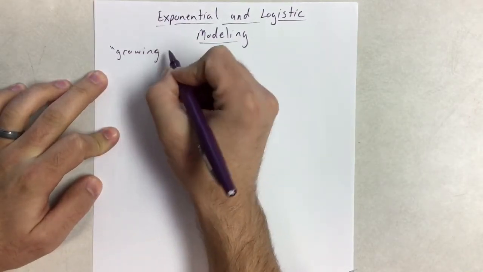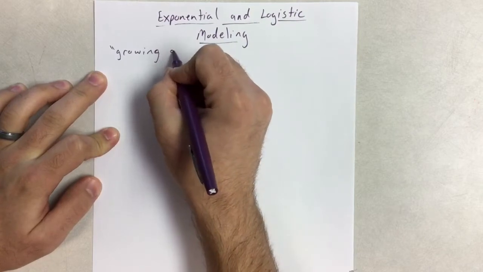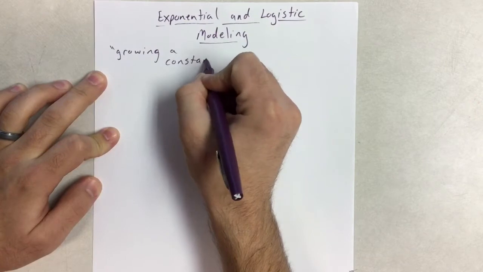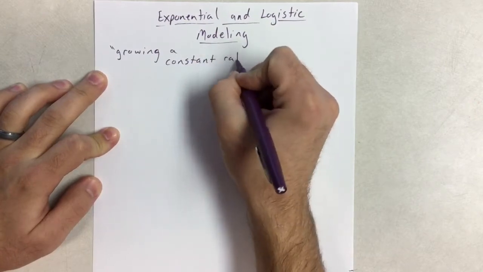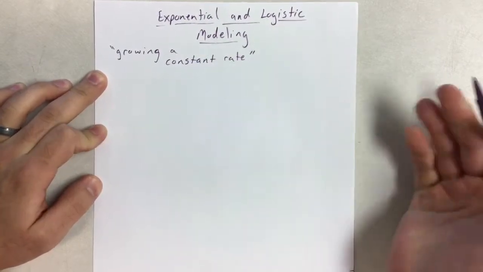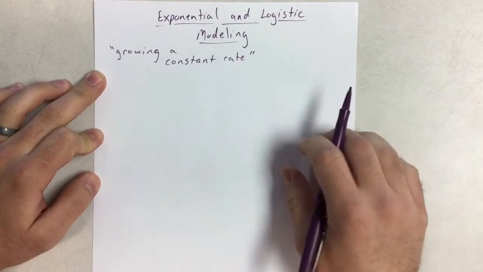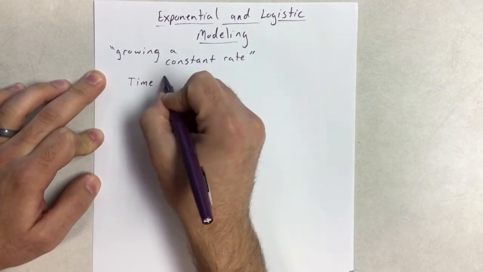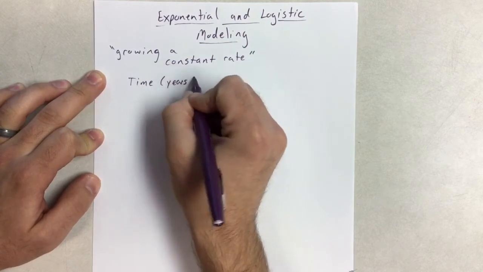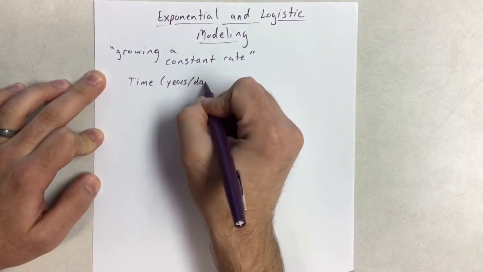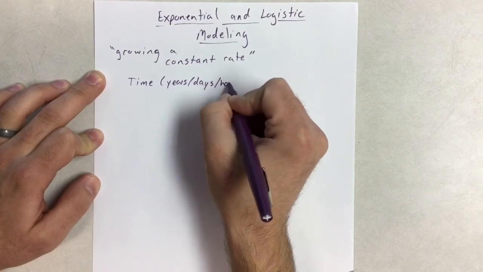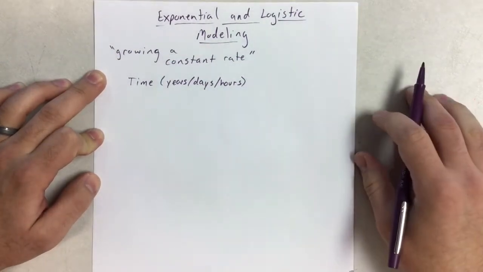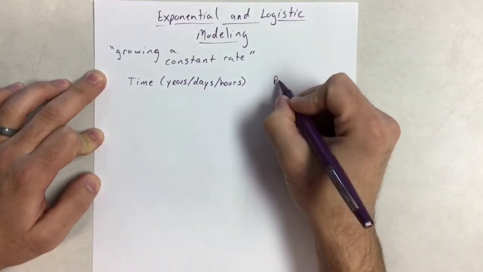And this might be a concept that you have never even heard of before. So this idea of growing at a constant rate, what does that even mean? So let's say we have time. This could be by years, by days, by hours, or a whole variety of ways of counting time. Then we have a population.